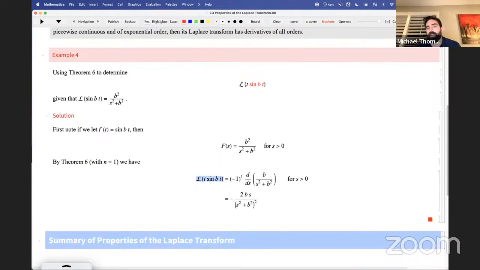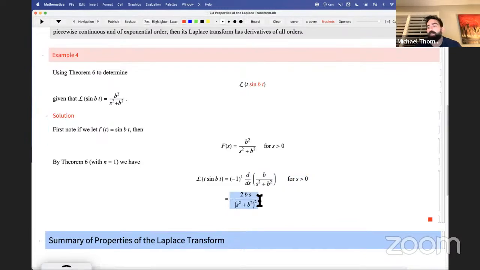So here it is. I already know that the Laplace transform of sine bt is b over s squared plus b squared for s greater than 0. So by multiplying by t, the new transform is going to be negative 1 to the first power, times the first derivative. That's important, right? Because n equals 1, it's the first derivative of where it was before, without the t. Then all you have to do is differentiate this with respect to s. It doesn't change your domain, and this simplifies like so. So this is the Laplace transform.